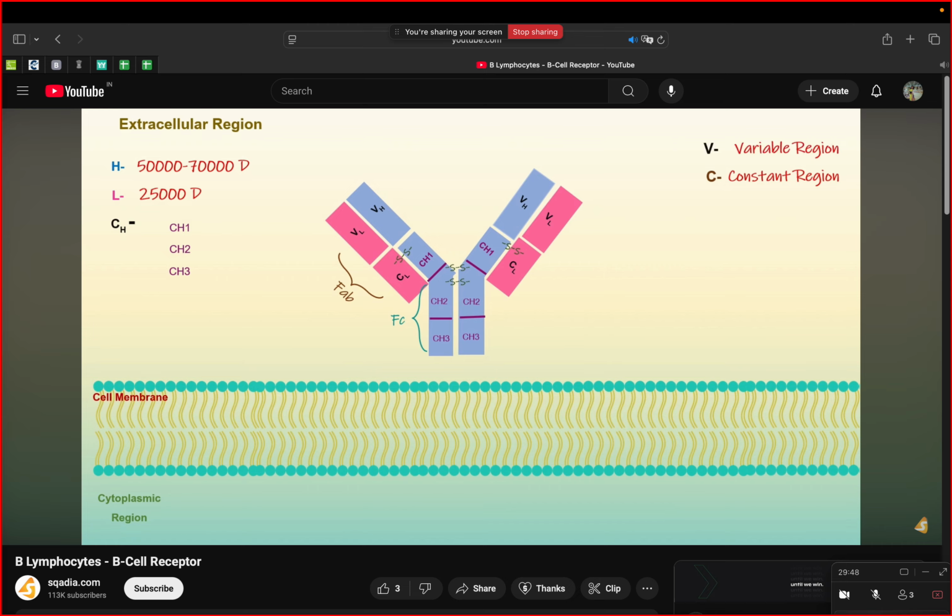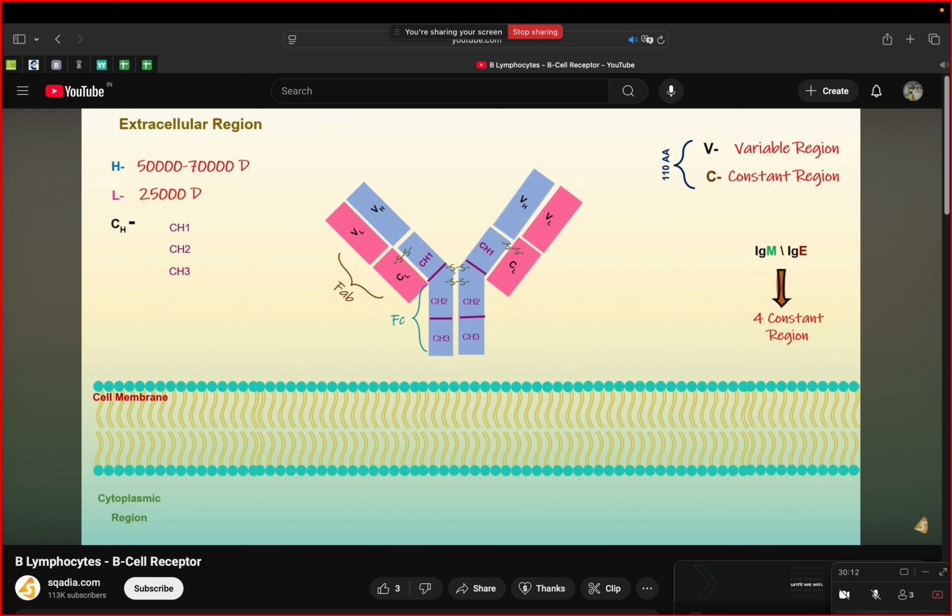The constant region varies little from one immunoglobulin to another. There is huge variability among amino acid sequences in the variable region. Both constant and variable regions consist of about 110 amino acids. Look at the heavy chain. It has one variable region with 110 amino acids and 3 constant regions. But in the case of immunoglobulin M and immunoglobulin E, there are 4 constant domains.